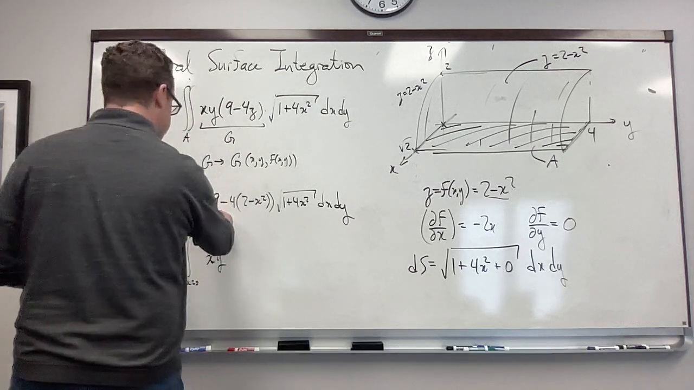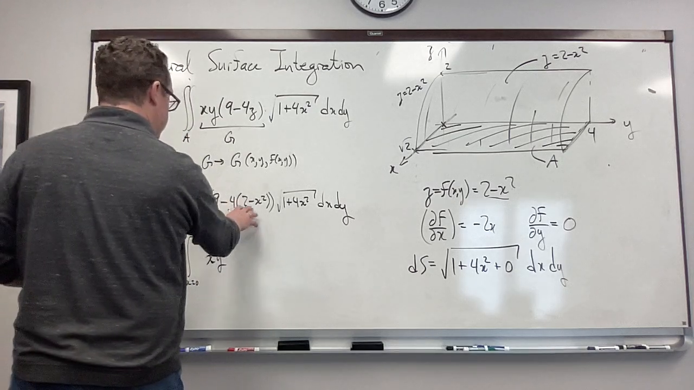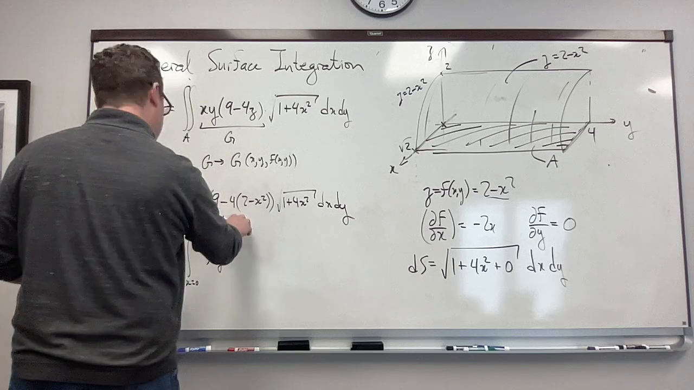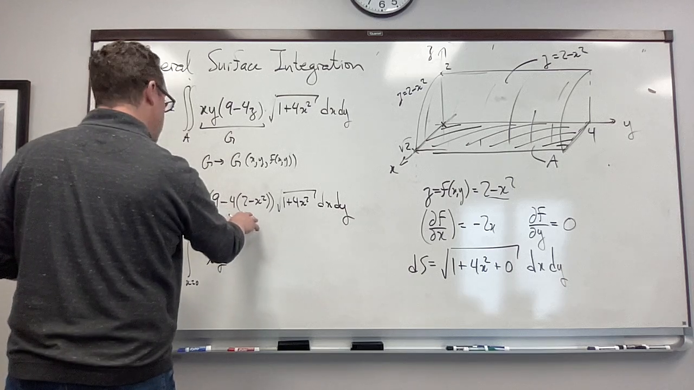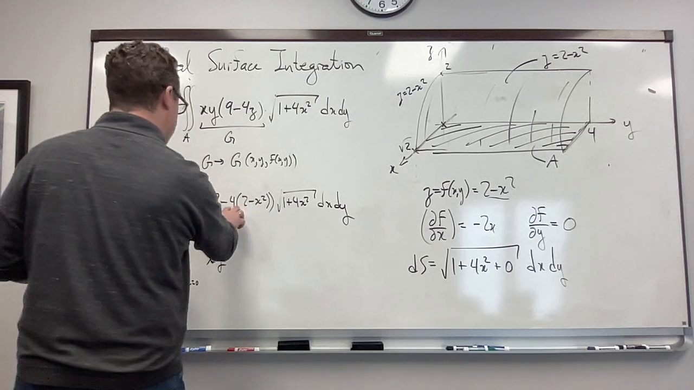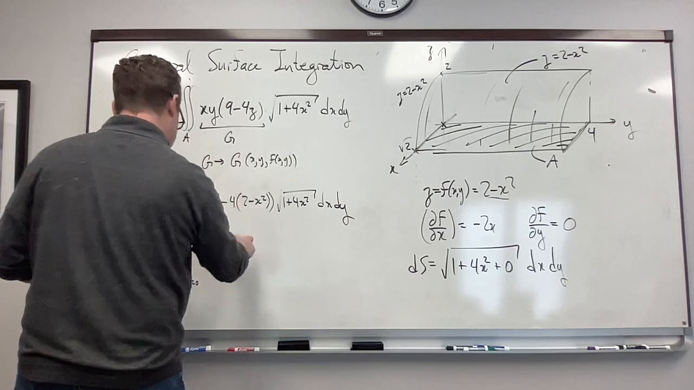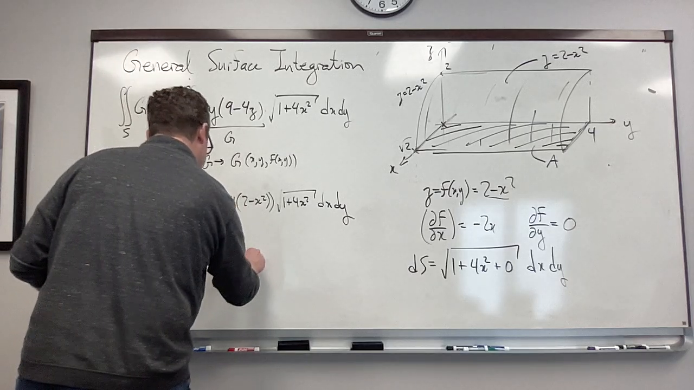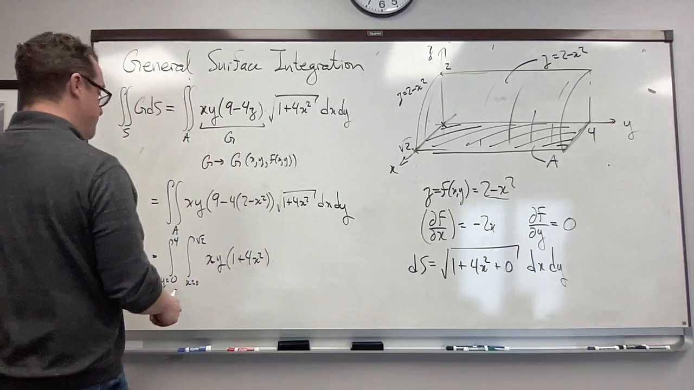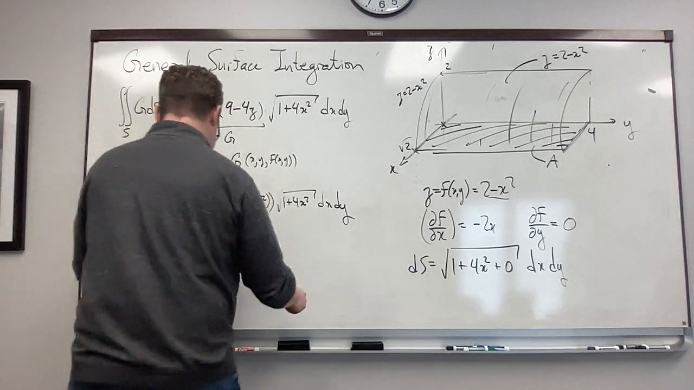Let's just simplify this. This is 9 minus 8 plus x squared, so this should be minus 4x squared. Okay, so that's plus 4x squared. So this becomes 1 plus 4x squared. Yeah? Good.